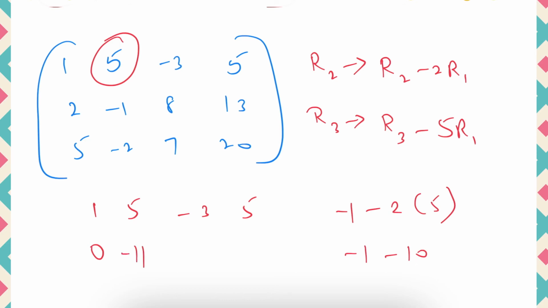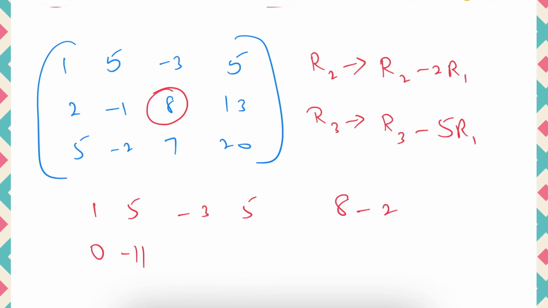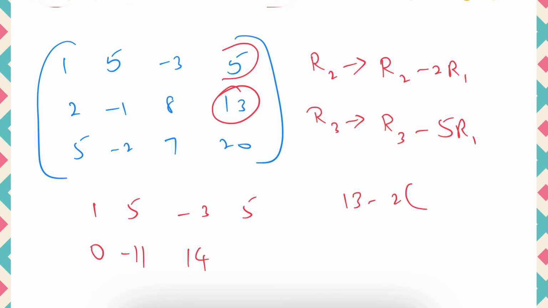The same way with the third element also. R2 minus 2R1, right? R2 minus 2 into R1. So 8 minus 2 into minus 3 is plus 6. So it will become 8 plus 6, 14. Next, let us move to the last element. 13 minus 2 into 5. 13 minus 2 fives is 10. 13 minus 10 is nothing but 3.